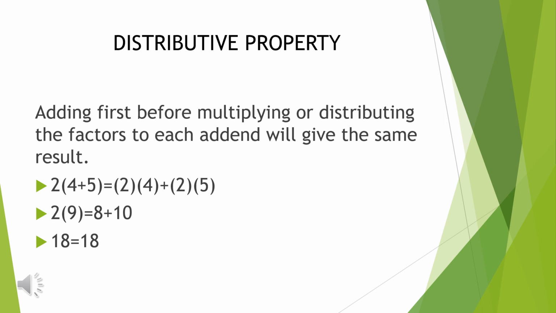Or if we distribute 2 times 4 plus 2 times 5, 2 times 4 is 8, and 2 times 5 is 10. 8 plus 10 equals 18. And that is distributive property.